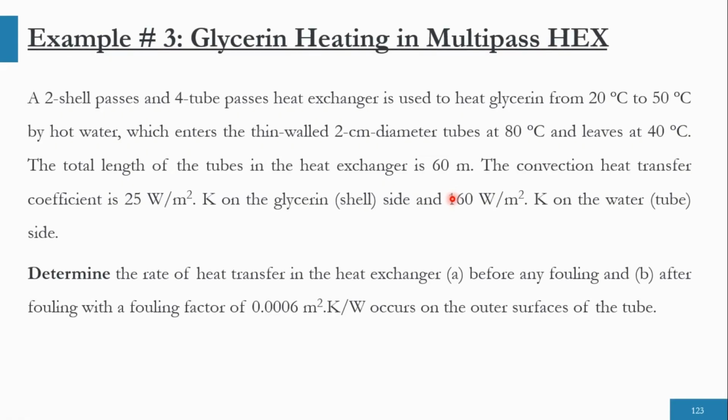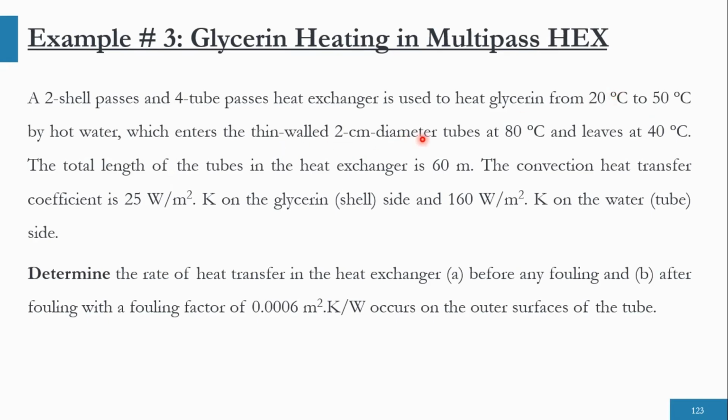So this is the problem statement for today's activity: a two shell and four tube pass heat exchanger is used to heat glycerin from 20 to 50 degrees centigrade. So this is the cold stream for which the temperature needs to be increased from 20 to 50 degrees centigrade. And what is the hot stream? Hot water, which enters the tubes at 80 degrees centigrade and leaves at 40 degrees centigrade. So there are two media, hot water and glycerin. Hot water is the hot stream, glycerin is the cold stream. The inlet temperature of hot water is 80 while the outlet temperature is 40 degrees centigrade. For glycerin, 20 to 50 degrees centigrade.